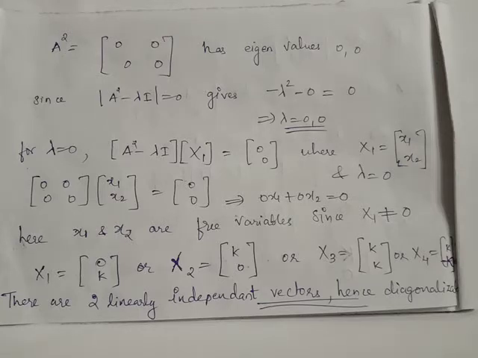We could find at least two linearly independent vectors corresponding to the eigenvalue lambda equals 0. Since the order of the matrix A squared is 2 and we obtained two linearly independent vectors, we can conclude that A squared is diagonalizable. We may also find other linearly independent vectors corresponding to lambda equals 0, but the existence of two linearly independent vectors guarantees that this matrix A squared of order 2 is diagonalizable.